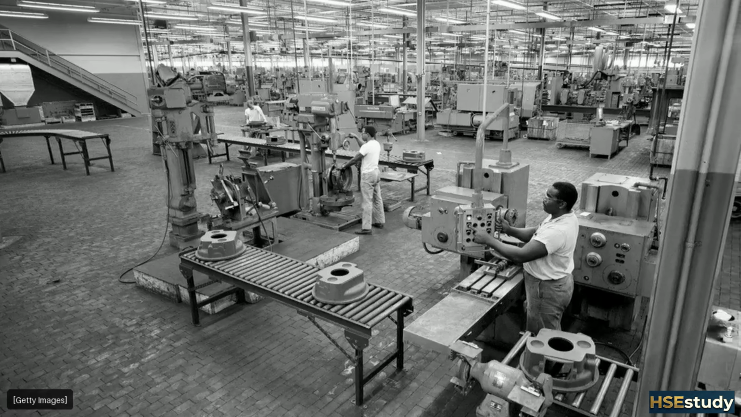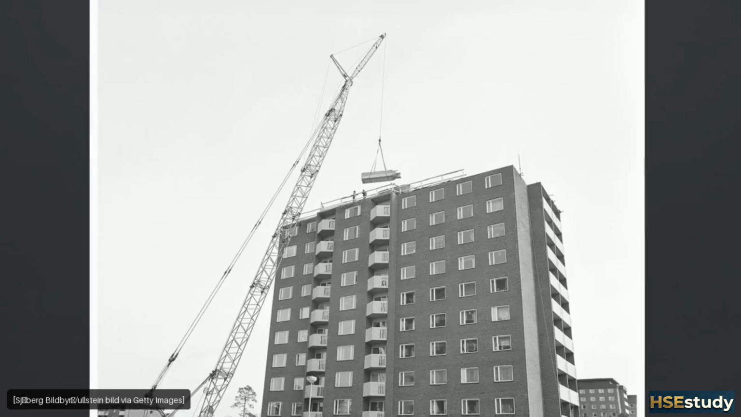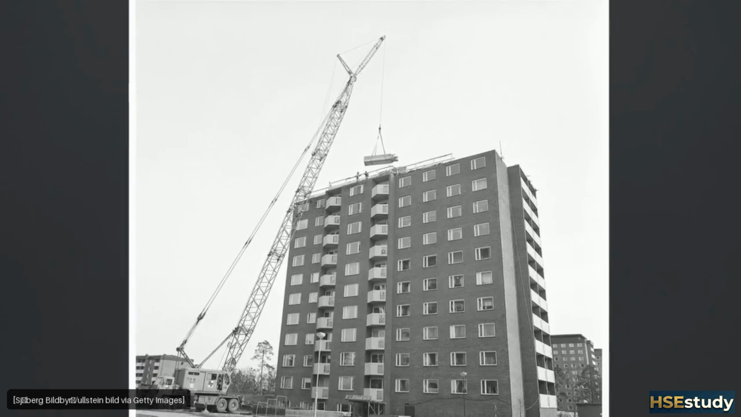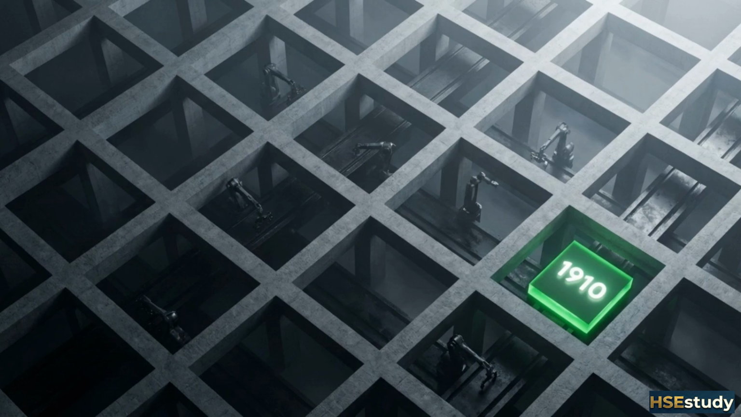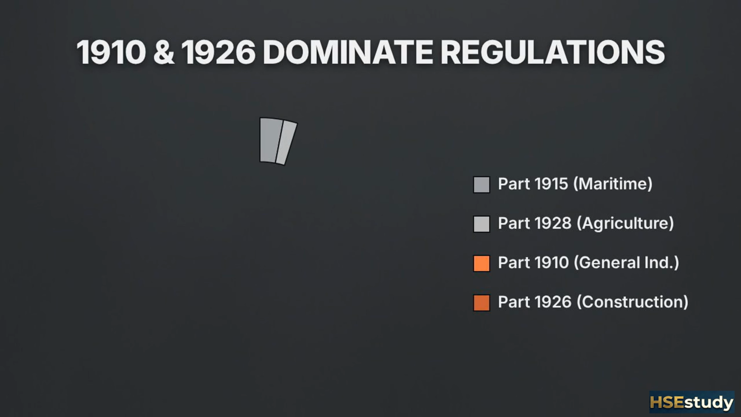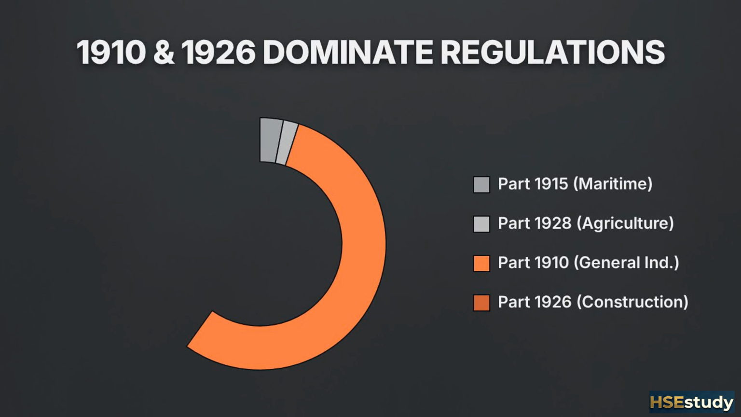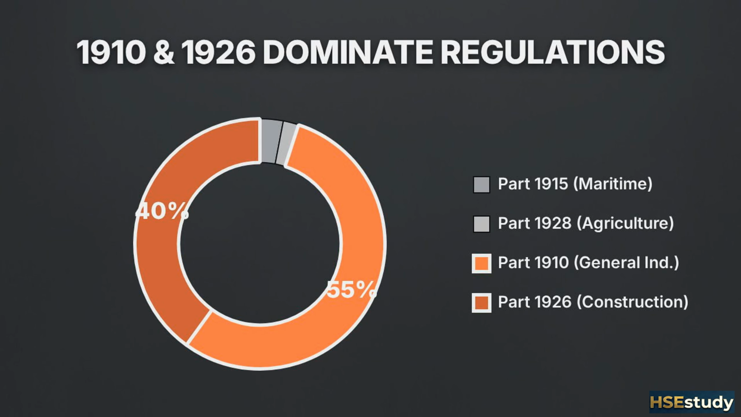Part 1910 is the strict regulatory code governing general industry and manufacturing. Part 1926 is the separate code explicitly designed for the construction industry. The predictability of hazards differs between these sectors. Stationary manufacturing environments under 1910 are constant, while construction sites under 1926 are highly transient, with risks that shift as the build progresses. While niche codes like 1915 for maritime and 1928 for agriculture exist, 1910 and 1926 dictate the vast majority of U.S. safety protocols.